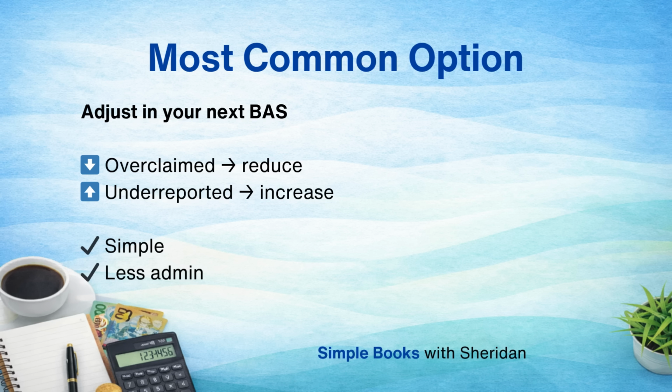Fixing it in the next BAS is the option most people use. You're not going backwards, you're just adjusting it in the next BAS you lodge. So, for example, if you overclaimed GST, you reduce it next time. If you underreported GST, you increase it next time. It's simple and it keeps things moving. But there are limits.